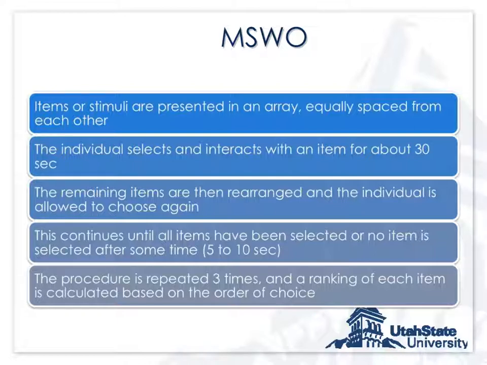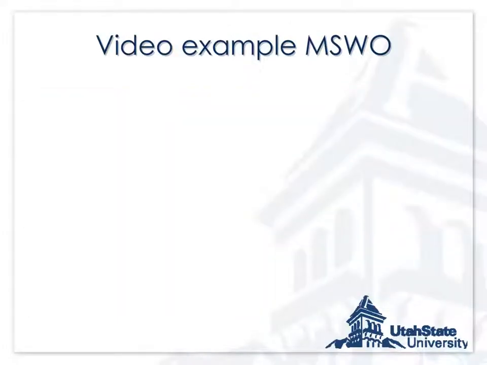This continues until all items have been selected or no item is selected after some time, usually 5 to 10 seconds. The procedure is then repeated 3 times and ranking of each item is calculated based on the order of choice. In the next video, you will see how an MSWO is being performed using 5 items.